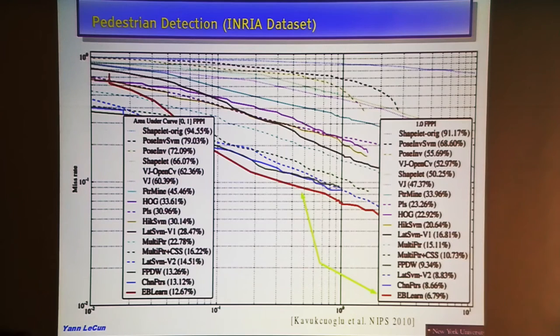The way you read this is it's like precision recall. The x-axis is the number of false positives per image. This line is one false positive per image. And this is the miss rate, okay? This is the percentage of pedestrians you miss for a particular false positive per image. So at one false positive per image, we miss about 6.8% of the pedestrians, and the other methods miss more of them.